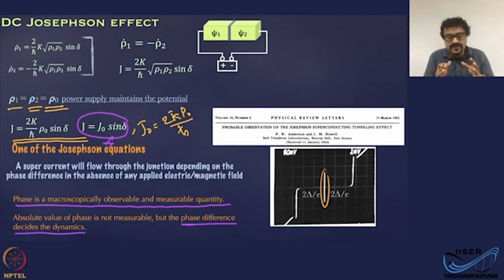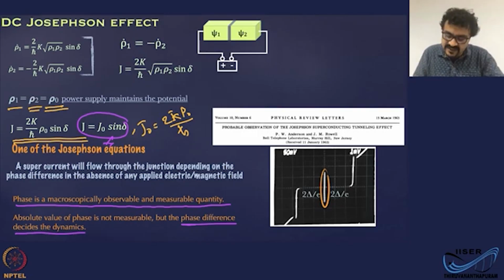So even though you have no voltage, just because the phase of the Cooper pair condensate on either side is different, you can have a current flowing through at 0 bias. And that was measured very early, in 1963, in this paper.